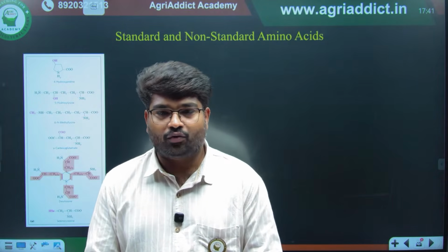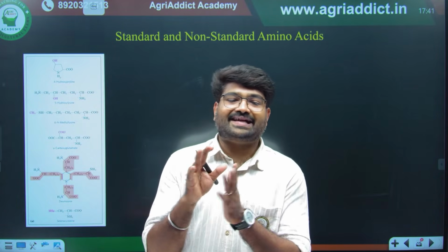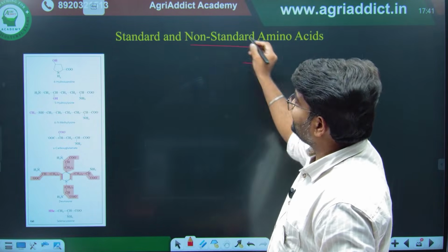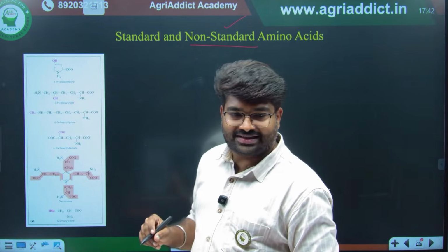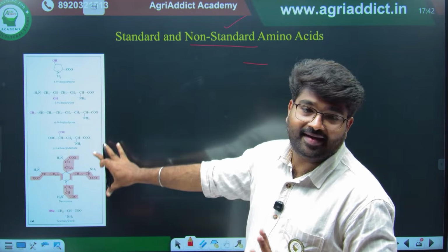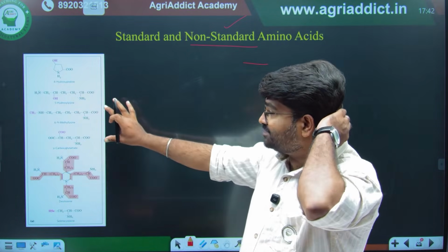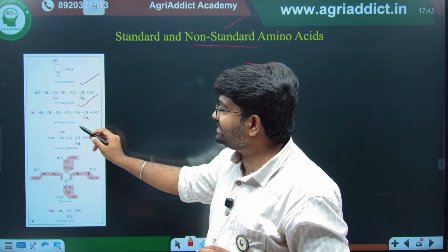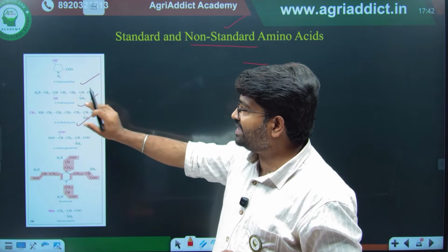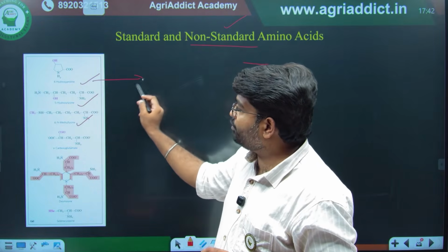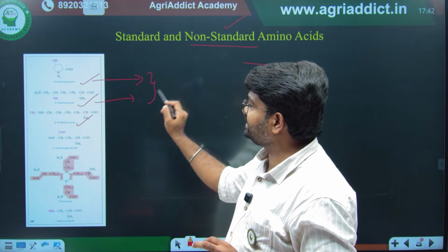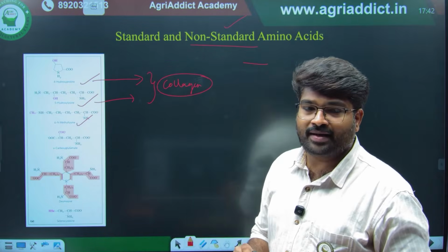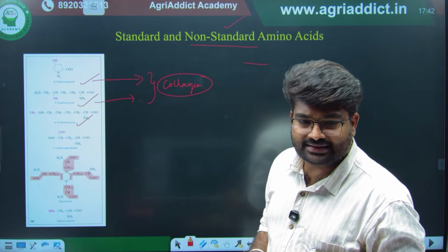So far we have seen the examples of standard amino acids. Now we are going to see examples of non-standard amino acids. From here we can expect questions. The examples of non-standard amino acids are hydroxyproline, hydroxylysine and methyl lysine. This is very important because hydroxyproline and hydroxylysine are present in the collagen molecule. This is a very, very important question.